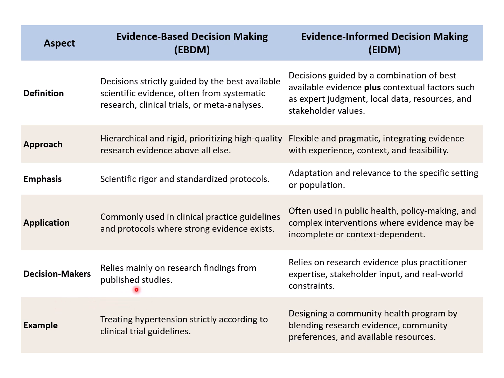In EBDM, decision makers rely mainly on research findings from published studies, while in EIDM they rely on research evidence plus practitioner expertise, stakeholder input, and real-world constraints. An example of EBDM could be treating hypertension strictly according to clinical trial guidelines, while in EIDM, designing a community health program by blending research evidence, community preferences, and available resources, because this is going to be more practical and it is to be implemented at a community level.